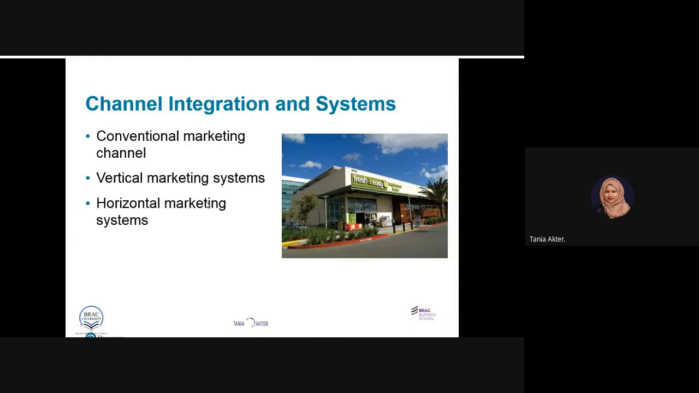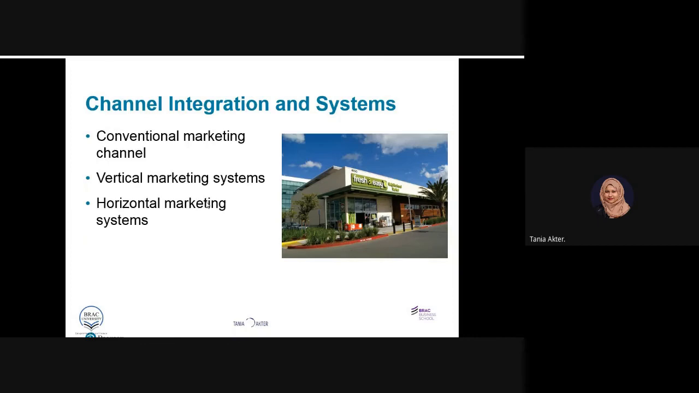In doing that, we are saying that concept called conventional marketing system, which is often an independent producer, wholesaler, retailer. So they are actually a separate business seeking to maximize its own profits, even as it reduces profit for the system as a whole. So this is the conventional marketing system where you have just one producer, wholesaler, and retailer.